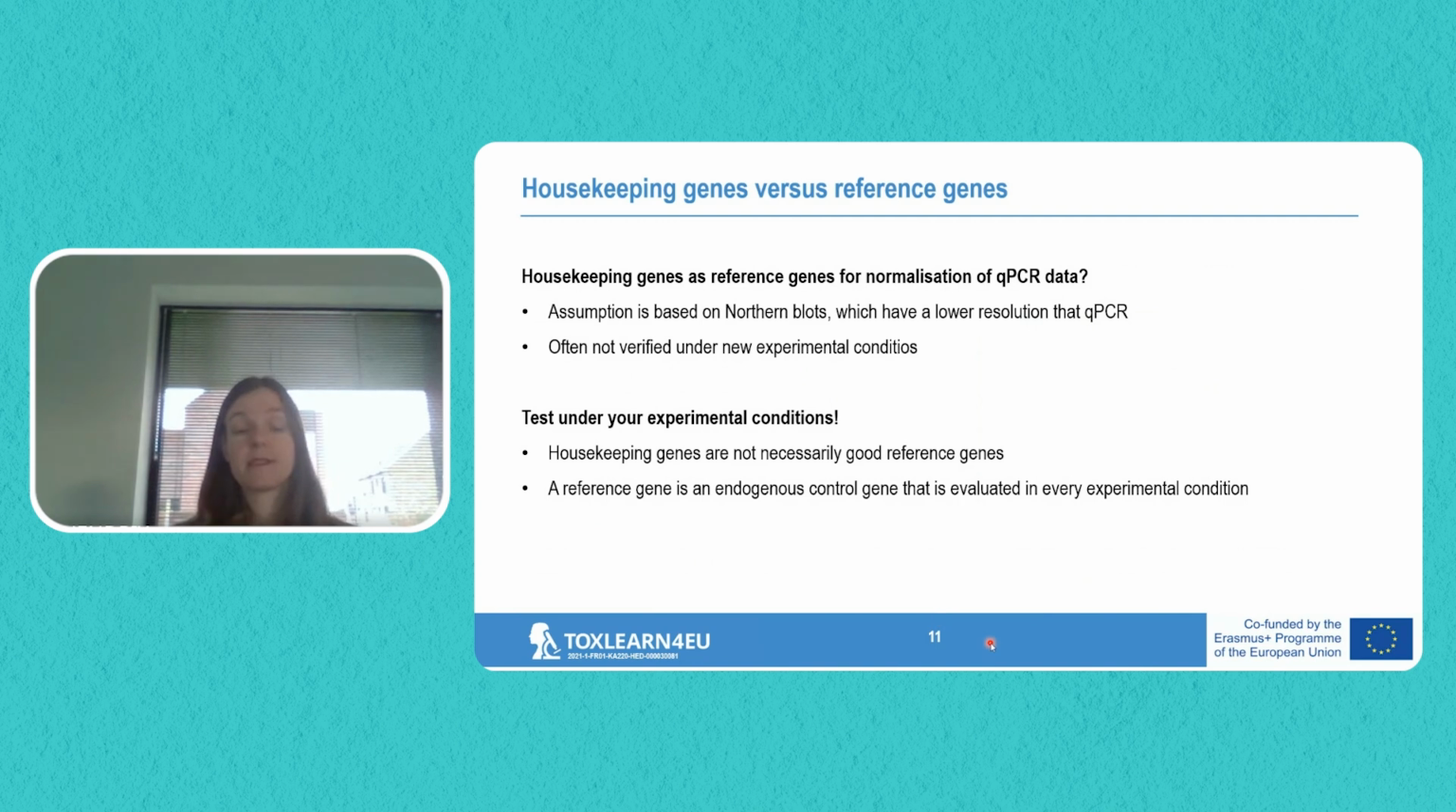So here, the last sentence is very important. A reference gene is an endogenous control gene that is evaluated in every experimental condition. So if you are, for example, always performing experiments in plants exposed to cadmium stress, you might know from experience that a certain gene is always a good reference gene. However, if in the next experiment you will start investigating responses of plants to heat stress, then you would have to check whether this specific gene is also a good reference gene under heat stress conditions. So that's always very important to keep in mind.